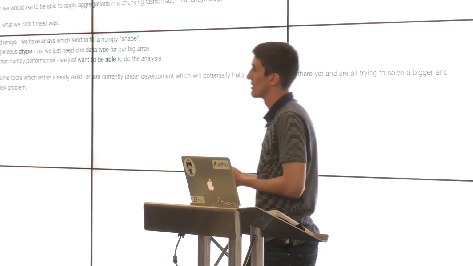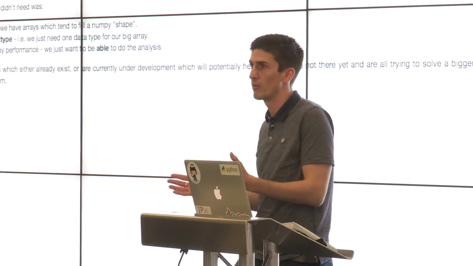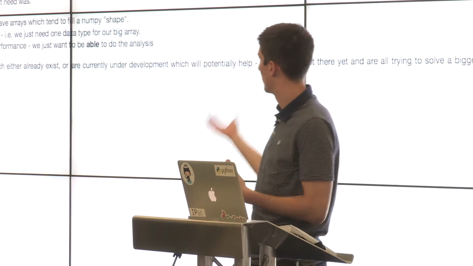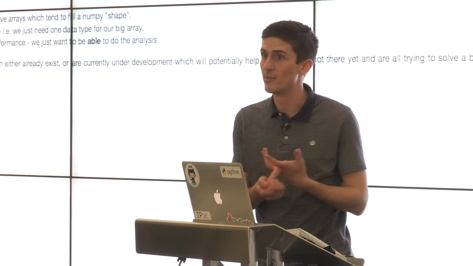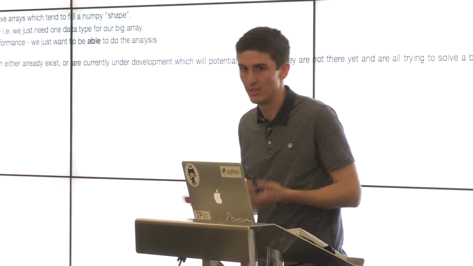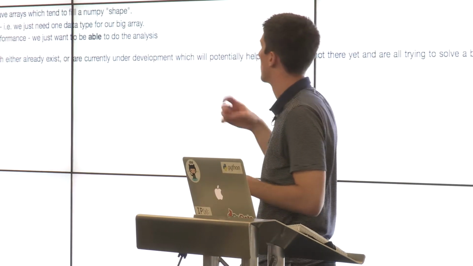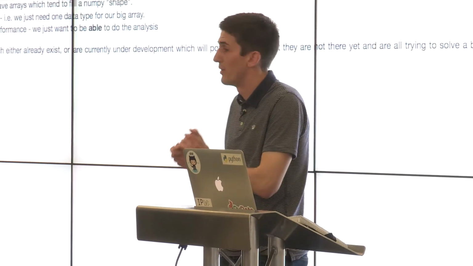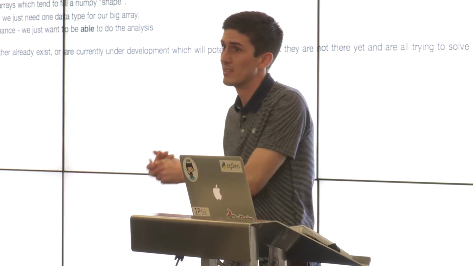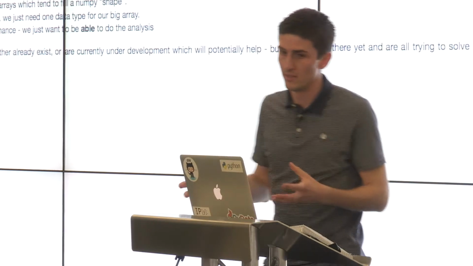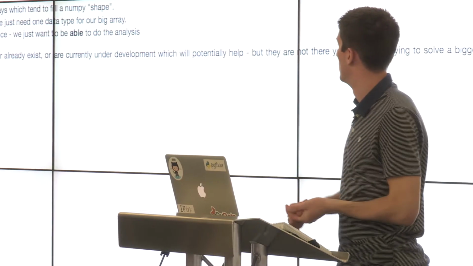What we didn't need, which I think is important to note, is ragged arrays, so we have orthogonal data. It fills a NumPy array. We just need one data type. We typically use floats or integers, but it's constant within the variable that we're talking about. And we don't really need amazing performance. We just need to be able to do the analyses in the first place, because some of these arrays are pretty big, and the tools don't exist for us to be able to produce the analyses.